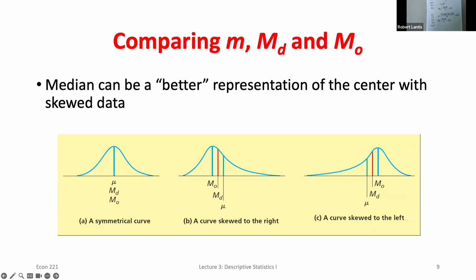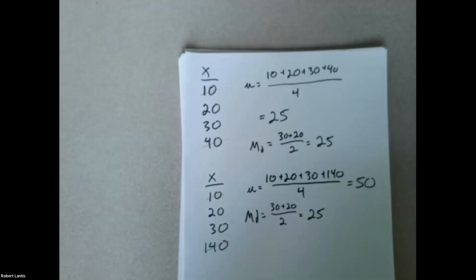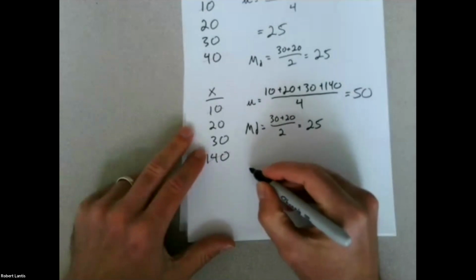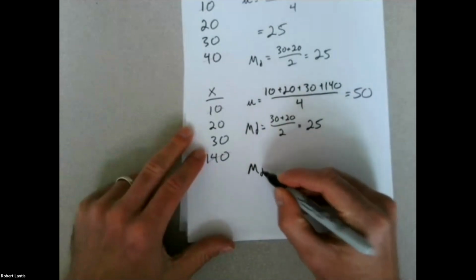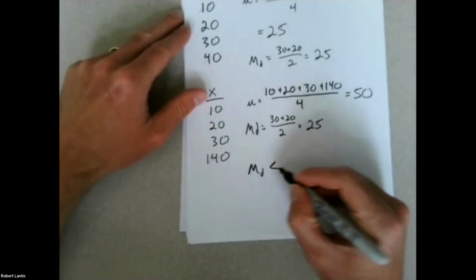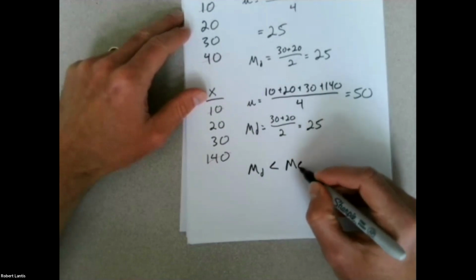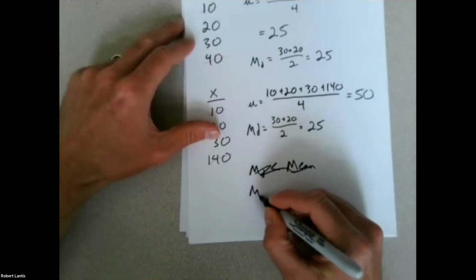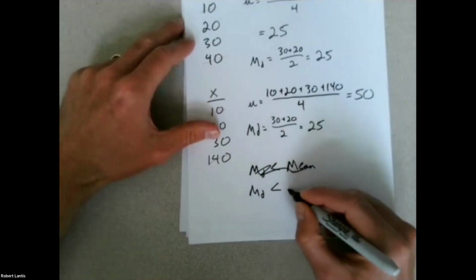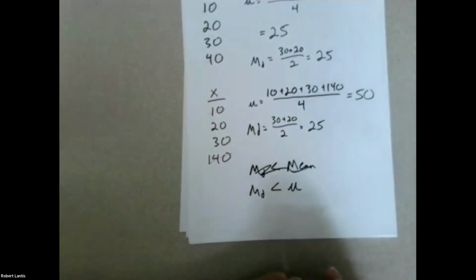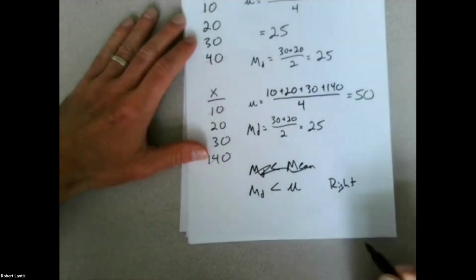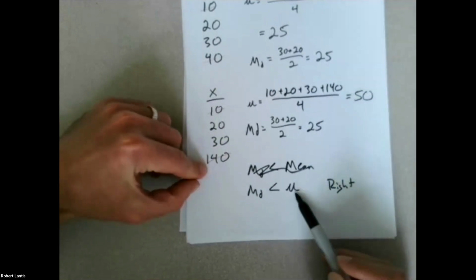Actually, as long as we're here, I'll give you a shorthand way of thinking about this. Anytime I've got a mean that's greater than, or to the right of, the median, this is where we had right skewed data. There were extremely large values that were increasing the mean, but not impacting the median by very much.